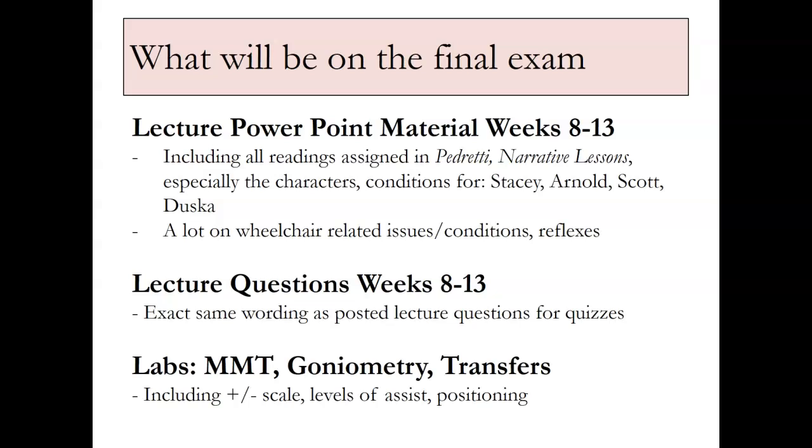Narrative lessons, know the story characters that we got into in the second part of the class. Stacy and Arnold, know them, know Guillain-Barré syndrome. Scott and Duska with Guillain-Barré syndrome. Stacy had the amputations. Arnold was the spinal cord injury. Know those characters well. Know what is important to those characters. Those of you who had wheelchair assignments around these characters, I'm sure you know those well. Know them well, and make sure you know all these characters well. The conditions and what is important to them occupationally.